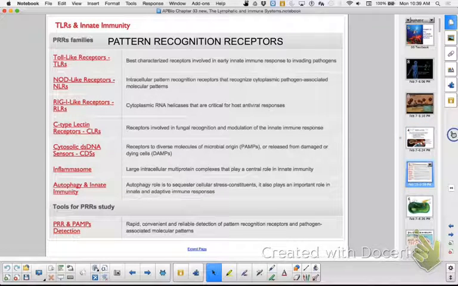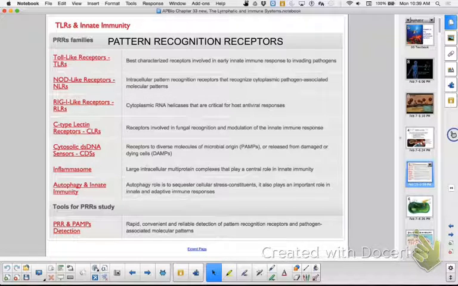So here are some TLRs, toll-like receptors, and this is part of what's called innate immunity. Innate is something that doesn't have to be what? Learned. You just do it, okay? So this is what you're born with. You don't have to be exposed to anything. You are born with this type of immunity.